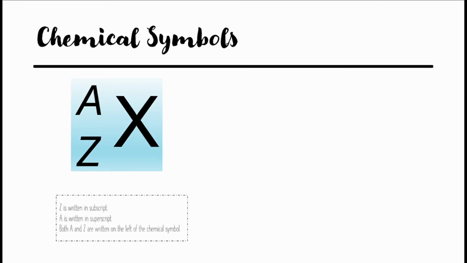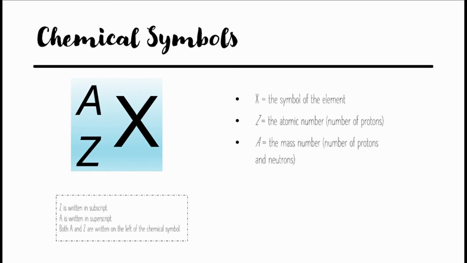Chemical symbols. Here I have symbols X, A, Z. A is written in superscript, Z is written in subscript. Both A and Z are written on the left of the chemical symbol. It means the X is the symbol of the element, or chemical symbol of the element. Z is the atomic number or number of protons. A is the mass number, or the number of protons and neutrons.